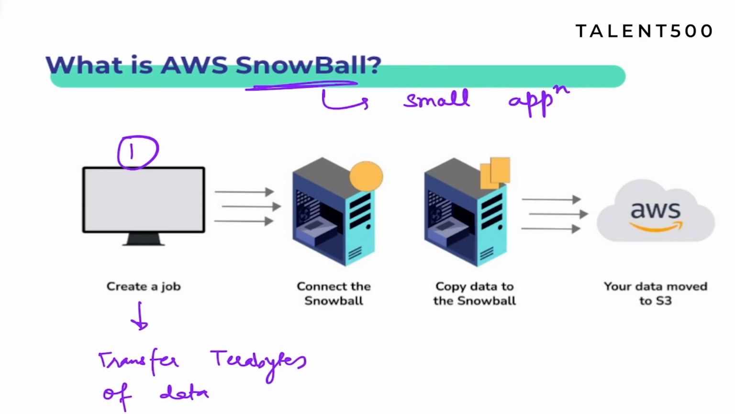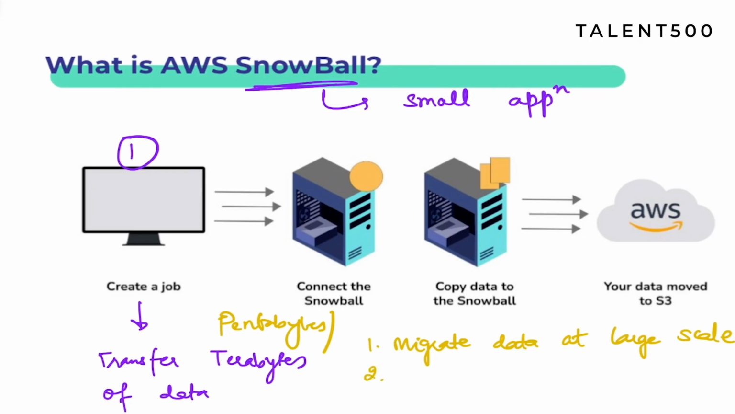So what are the use cases for this? The first use case is you can migrate data at large scale. And when we talk about this large scale, not just terabytes, you can also do it in petabytes. So in petabytes or terabytes you can do it. The second use case is when you are using AWS Snowball, at that particular time, you can also go ahead and process and analyze your data locally.